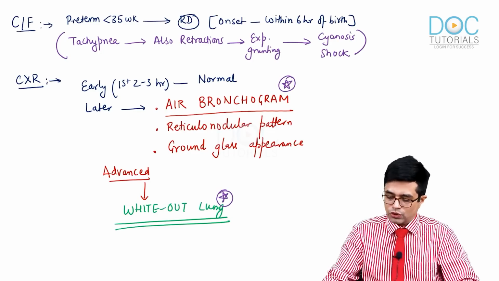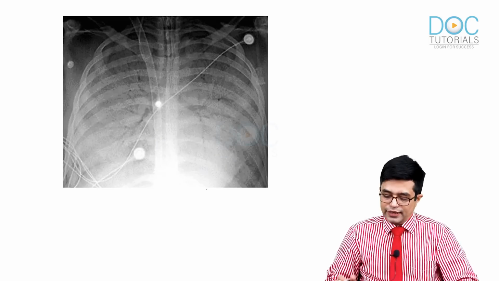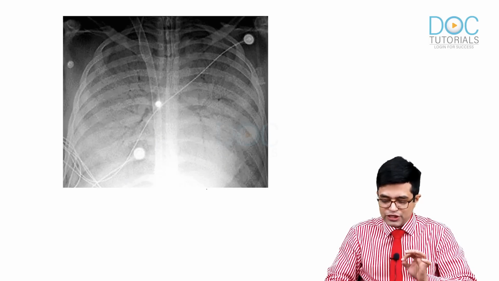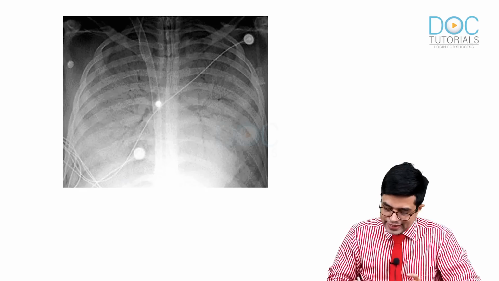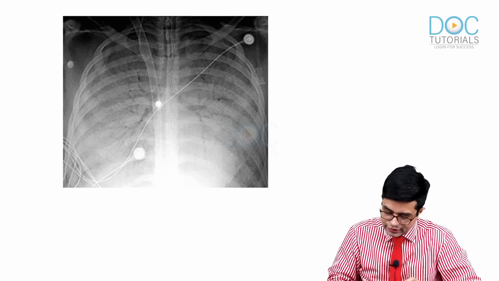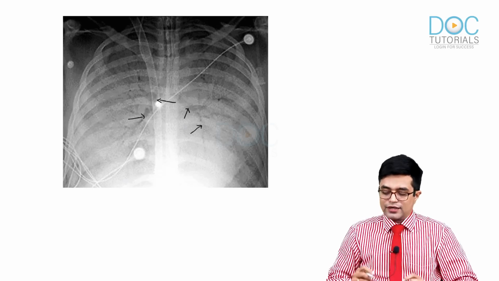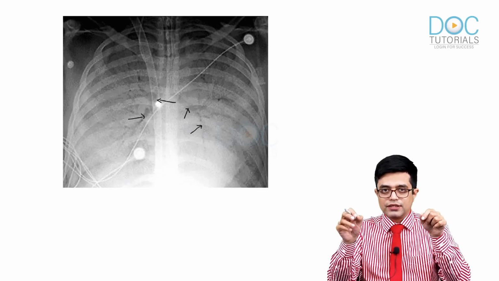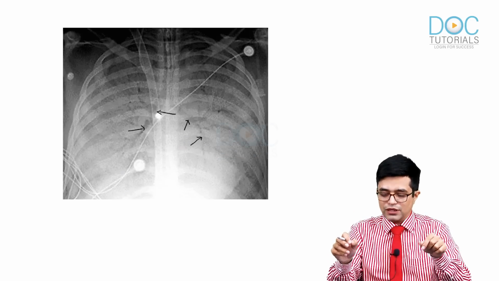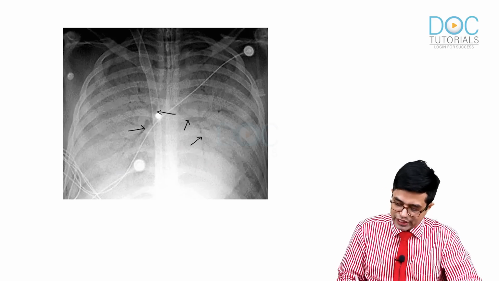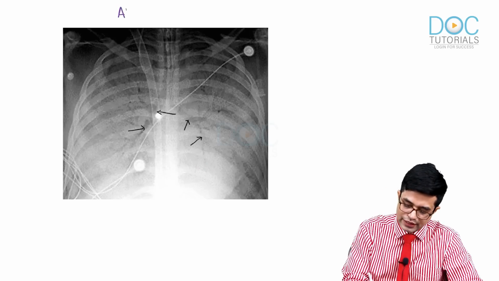Let us see how they look. So look at this picture. In this picture, this is an HMD child. Can you see that the tracheobronchial tree, the bronchial markings are visible? Can you see it? All these are branches of the bronchus where the air columns are visible against a white background. This is called the air bronchogram sign.